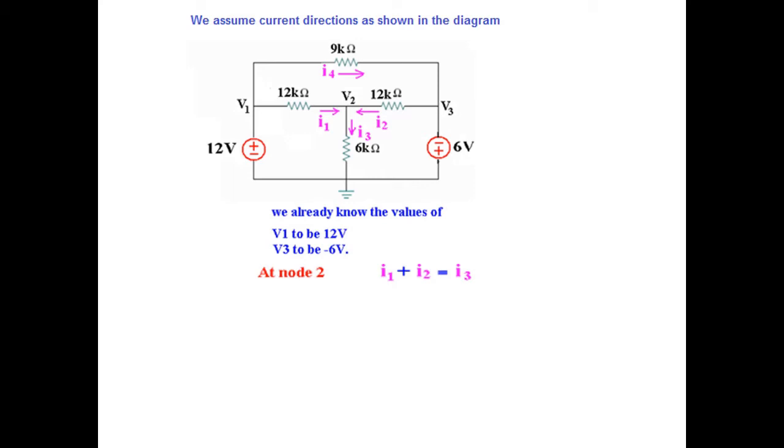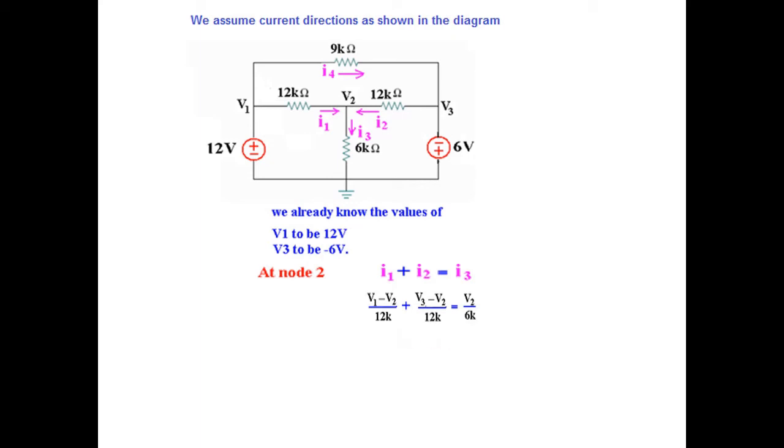What about when we convert them into voltage? Same technique. I1 is V1 minus V2, so V1 minus V2 divided by 12K. I2 is V3 minus V2, so V3 minus V2 divided by 12K, and I3 is V2 divided by 6K. So now we have converted it in terms of voltage.